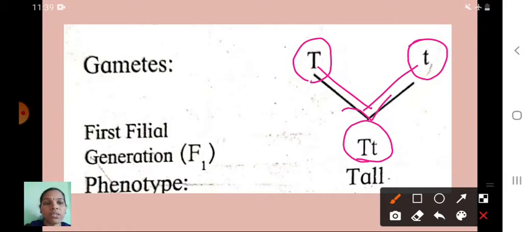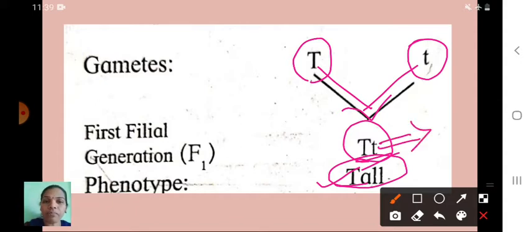So this is the F1 generation. The phenotype of the F1 generation is tall. Two genes are there, tall and dwarf, but which one is visible? Tall. So the phenotype is tall. But this F1 generation has the recessive gene also. Which one appears? The dominant characteristic. So tall is the phenotype of the F1 generation, and Tt is the genotype of the F1 generation. I hope you understood this one.